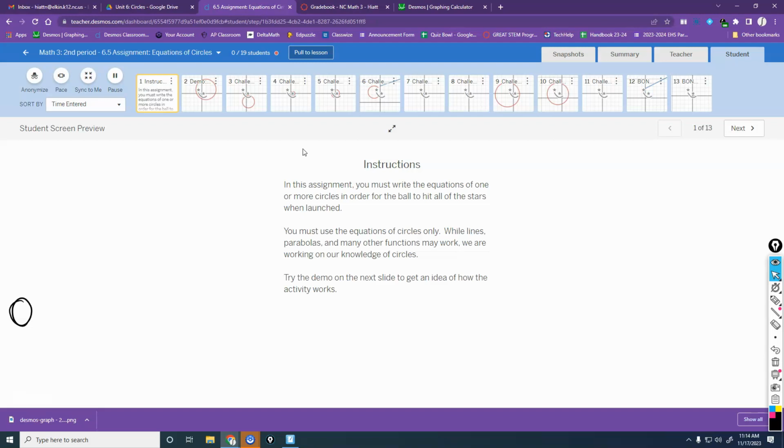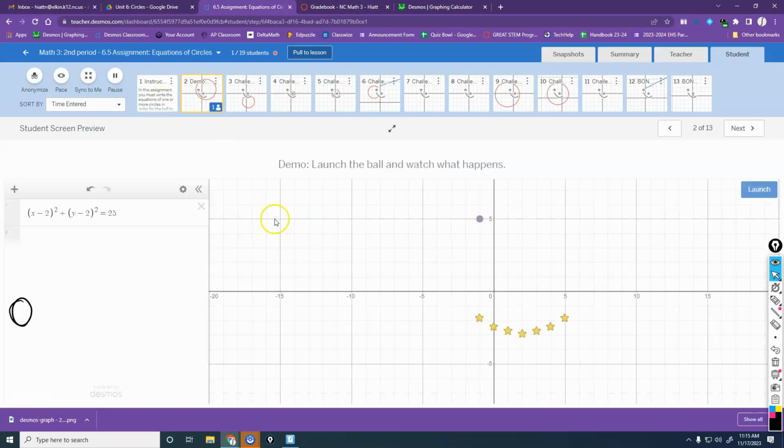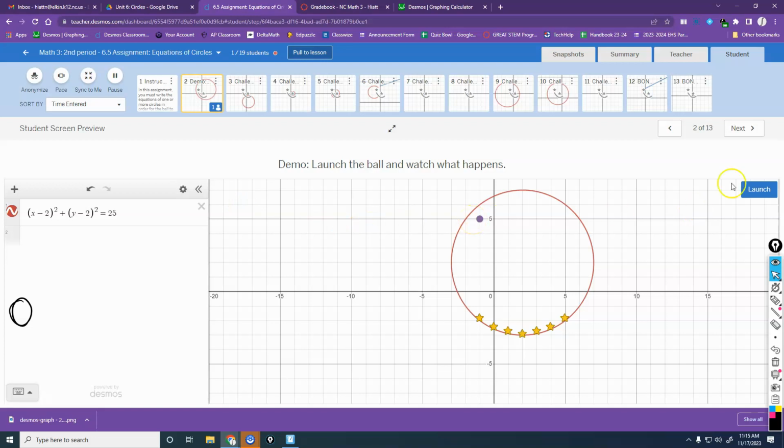Do not put your computers away yet. Okay. All right, everybody watch closely so you know what to do and which part of this you have to do. In this assignment, you're going to write equations of circles so that the circles will hit the stars. It's a marble slides activity. I like these. I think they're kind of neat. Like this first one is just a demo to show you what it does.